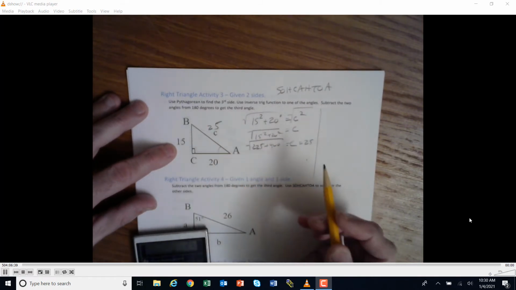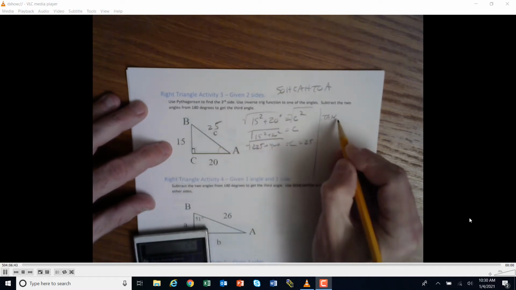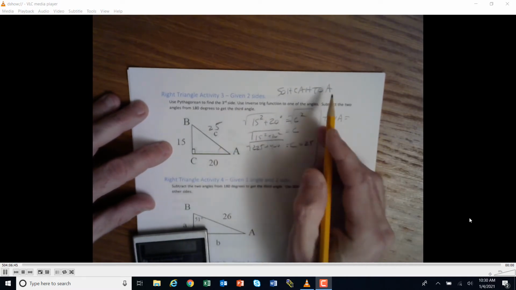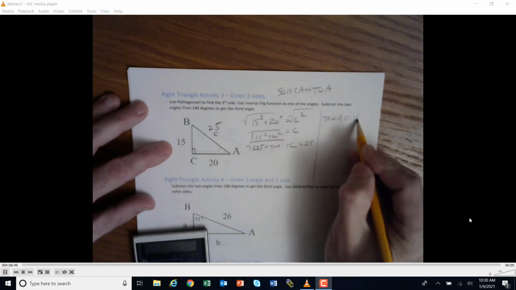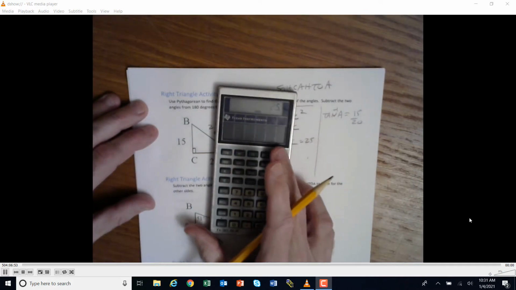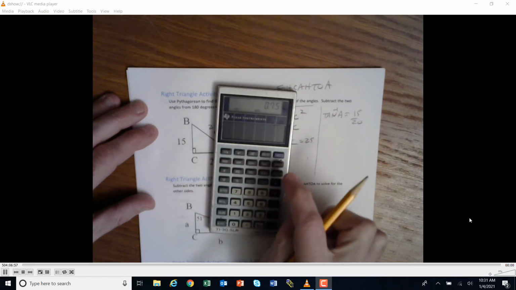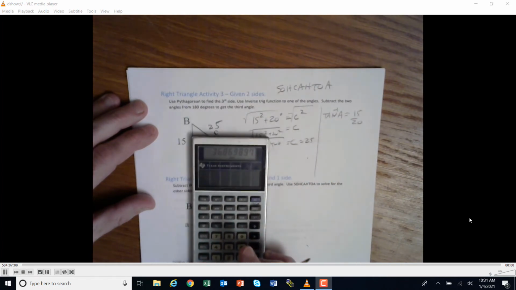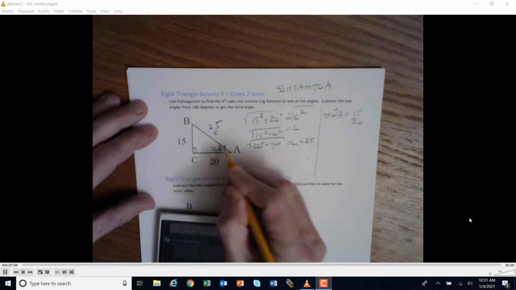We want to do this angle right here. Tan of angle A is opposite over adjacent, 15 over 20. In order to get the angle, we've got to do the inverse. So I come here and I go 15 divided by 20, inverse tan, 36.86. I get 36.86 degrees.